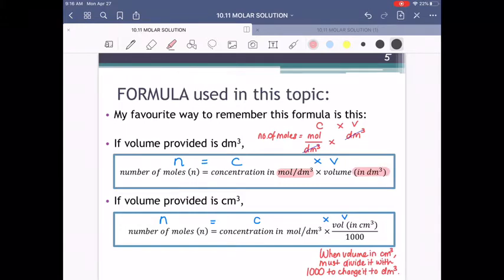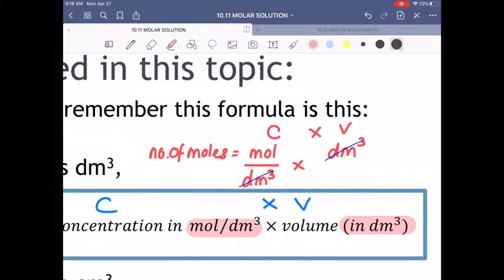Okay, because why? If I work out the formula here, in your notes, this PDF, I've written number of moles equals mole per dm cube, which is the concentration, times dm cube, which is the volume. If I cancel out, the dm cube and dm cube will cancel each other, top and bottom, leaving your number of moles. So the unit is moles, right? So the units have to make sense when you put in those values.